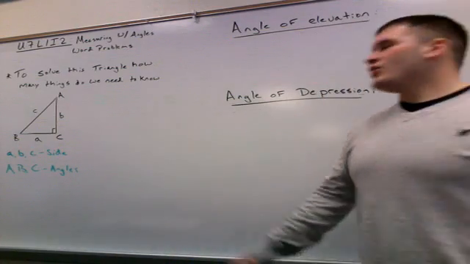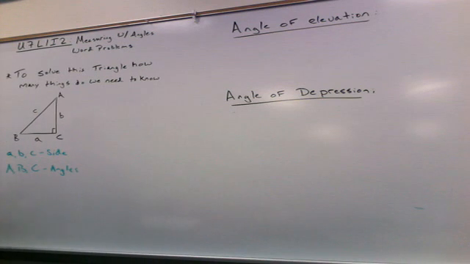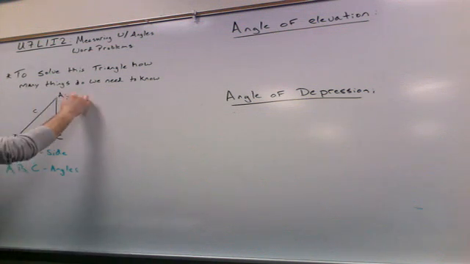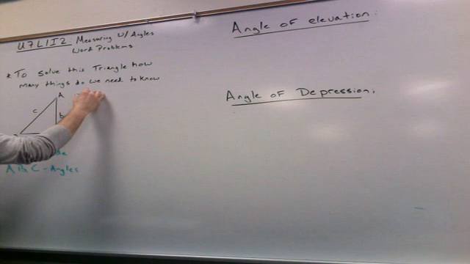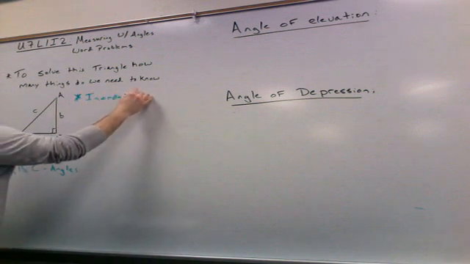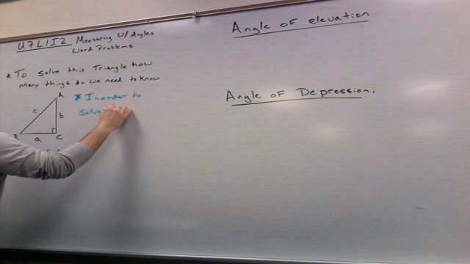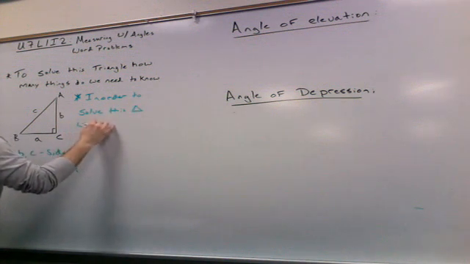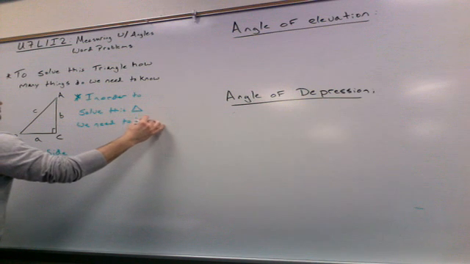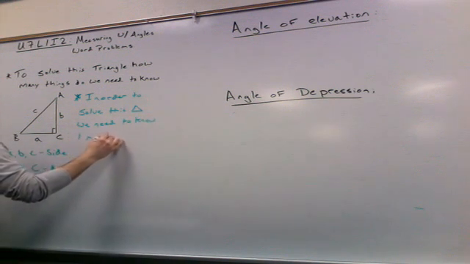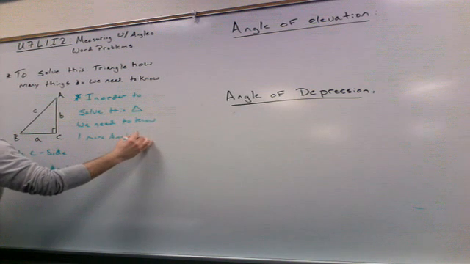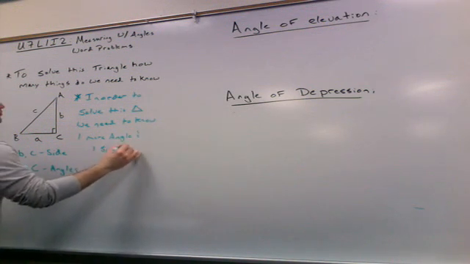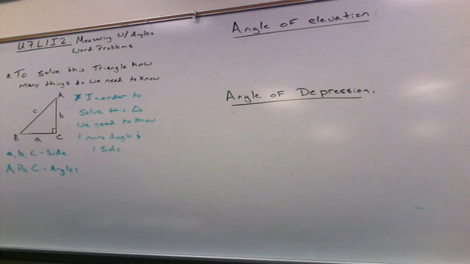Two more. Okay. We can solve any right triangle if we know two other things besides that right angle. So in order to solve this, we need to know one other side and one other angle. Does that make sense? All right.